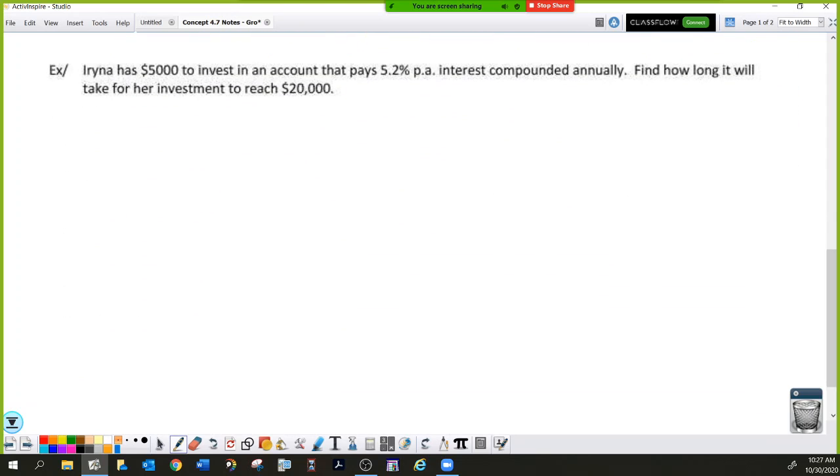Irina has $5,000 to invest in an account that pays 5.2% per annum interest compounded annually. PA means per annum, it's just simple interest. So this is not the PERT formula because it is not compounding continuously. This is going to be 1 plus r. So we will be using the amount is principal times 1 plus r raised to the t. We'll be using that formula for exponential growth.